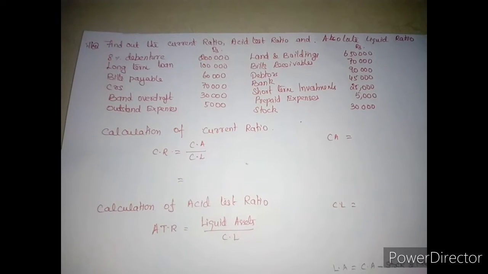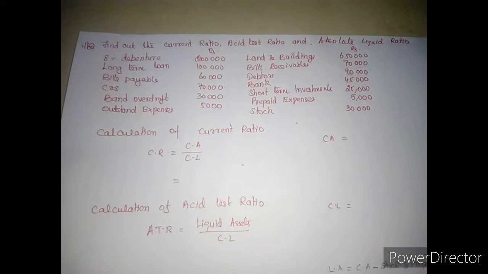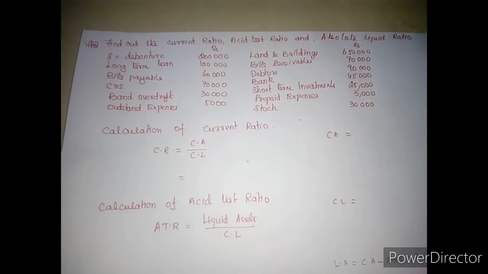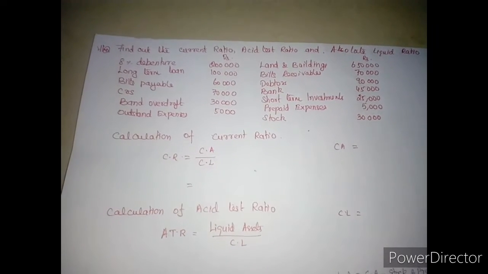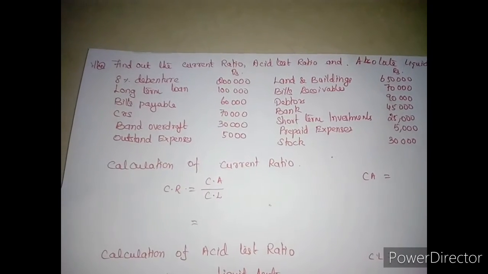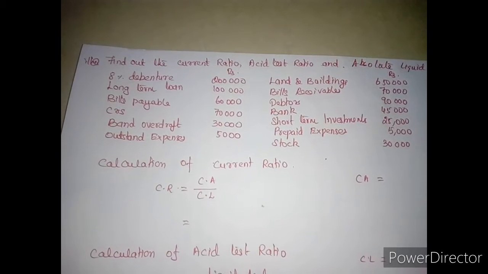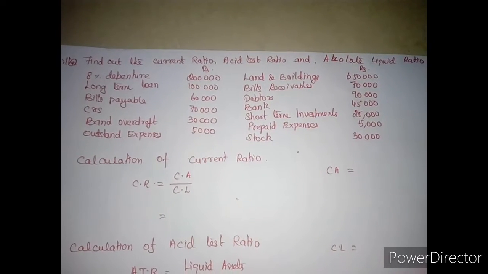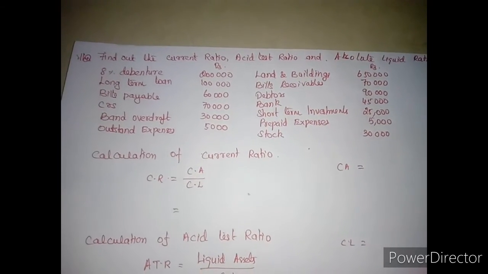We are going to see the liquid ratio, how to calculate the liquid ratio. In management accounting we are going to see the ratios. The first problem is to find out the current ratio, acid test ratio and absolute liquid ratio. These are all the ratios called liquid ratios.